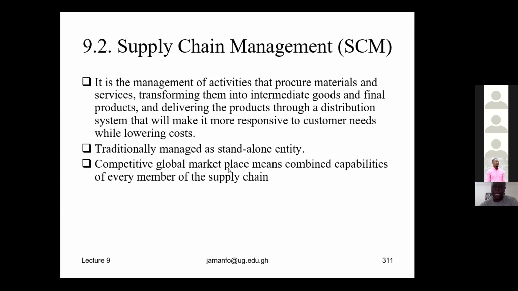So global market, competitive global marketplaces means combined capabilities of every member of the supply chain. Now, when supply chain members are working together, we are all dependent on our capabilities. Each supply chain member will have its capabilities. So when we are working together, we are trying to strengthen the capabilities of the entire supply chain against that of our competitor. And that is one of the reasons why we say that supply chains now compete and not individual organizations.